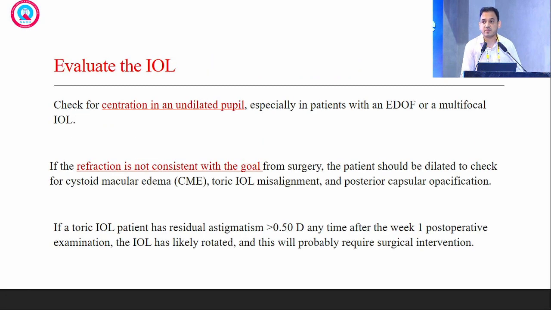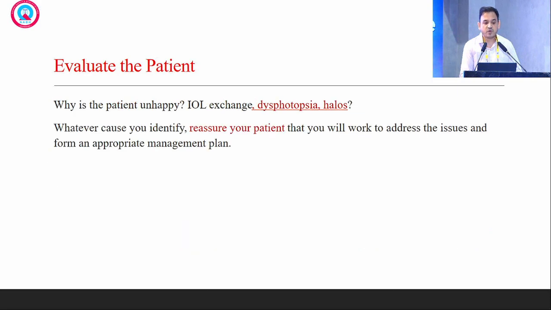Evaluation of the IOL. Sometimes decentration of the IOL, especially with EDOF or multifocal IOLs, causes glare or halos. In a toric IOL patient, if there is more than 0.5 diopter of residual astigmatism even after 1 week, then there may be a chance of surgical intervention to realign the toric IOL. So evaluate the patient.